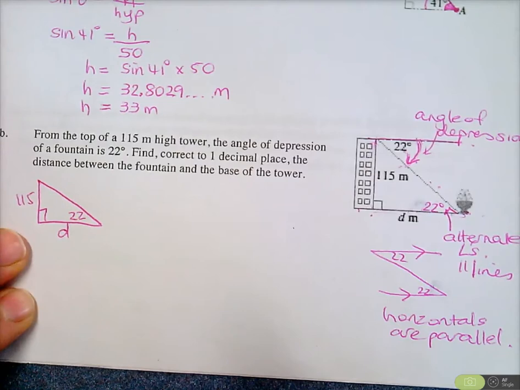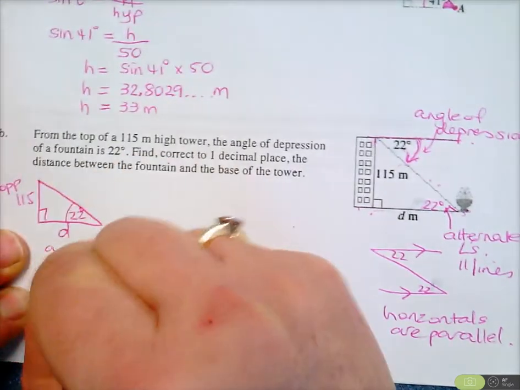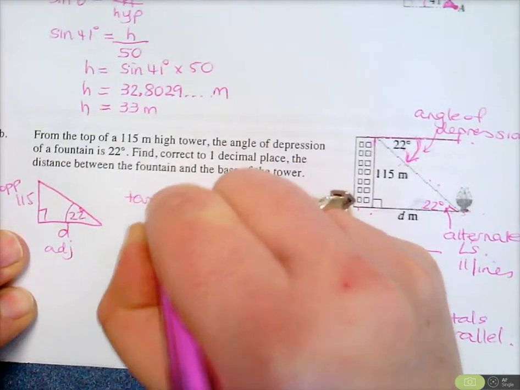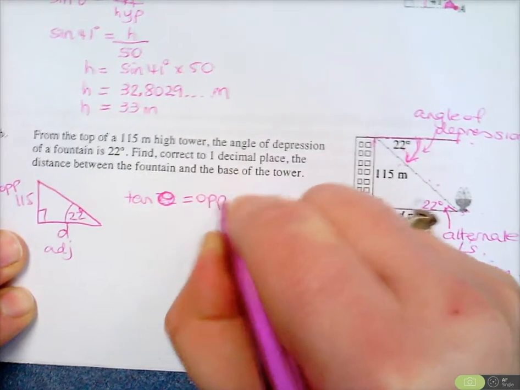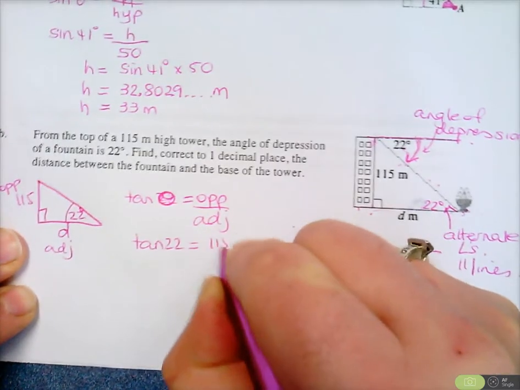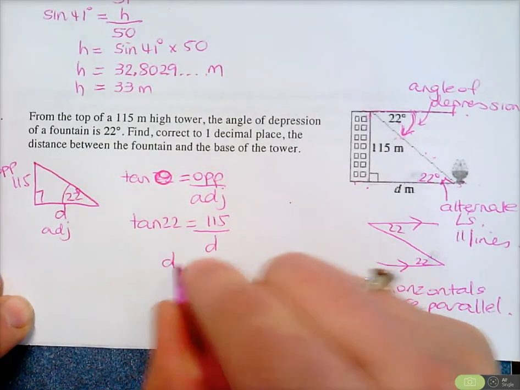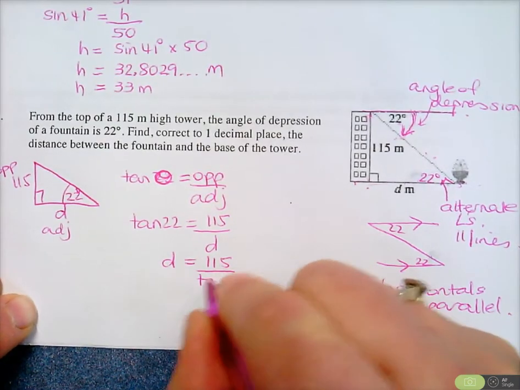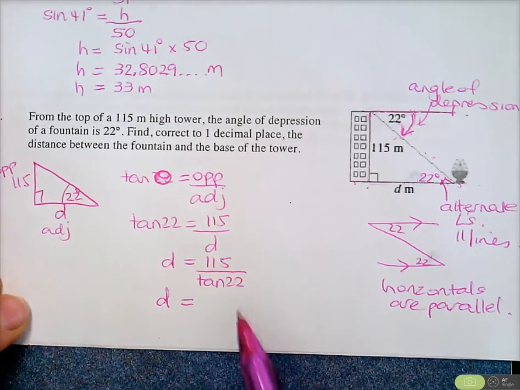So what have we got? Sine, cos, or tan. There's the angle. It's opposite, it's adjacent. So therefore, tan of theta is opposite over adjacent. You can put it straight away if you want. Tan of 22 is 115 on D. Is that good to have D on the bottom? So what do we do with it? Swap it. D equals 115 over tan 22. And you're still working out a side length, not an angle.